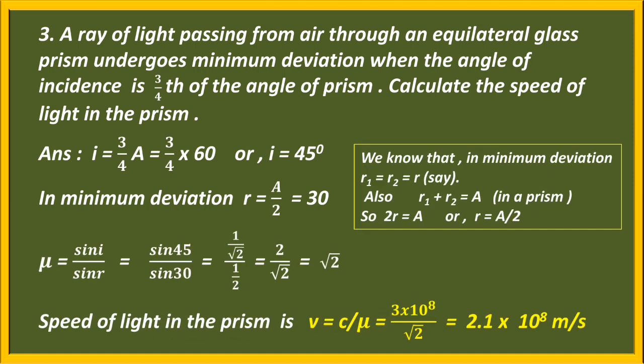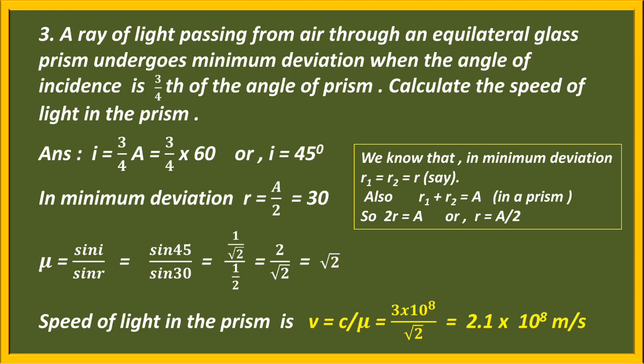A ray of light passing from air through an equilateral glass prism undergoes minimum deviation when the angle of incidence is 3/4 of the angle of prism. Calculate the speed of light in the prism. Okay, so here given angle of incidence equal to 3 by 4 into A. A is the angle of prism and its value is 60. So I equal to 3 by 4 into 60, which is 45. So I equal to 45 degree.